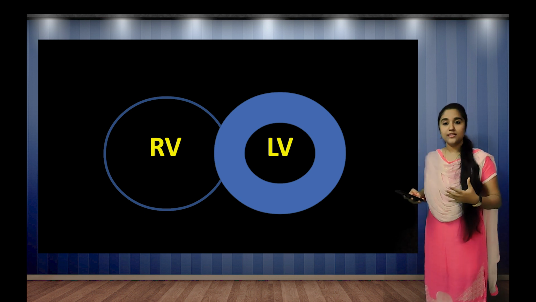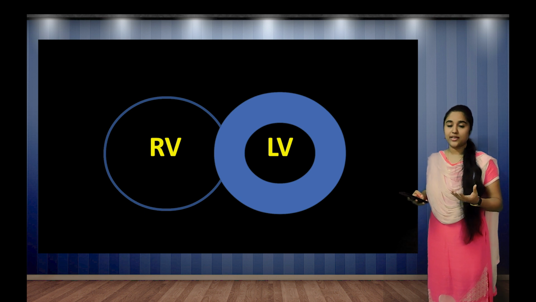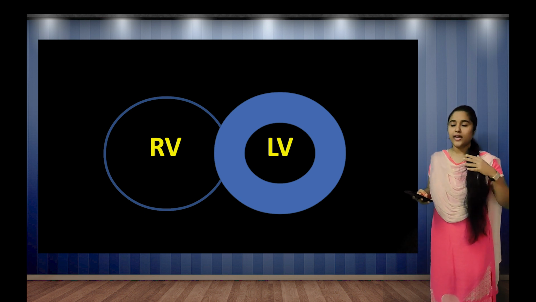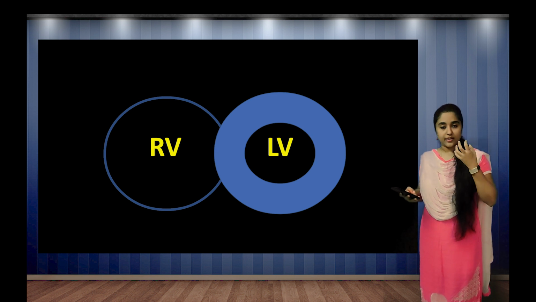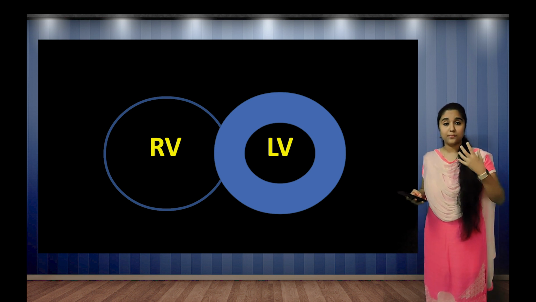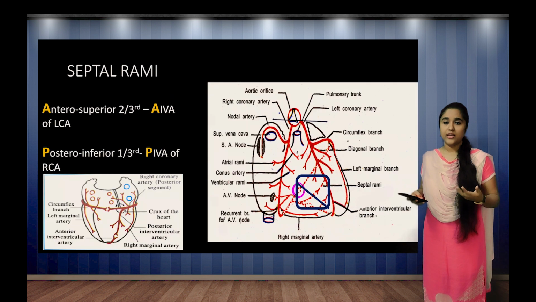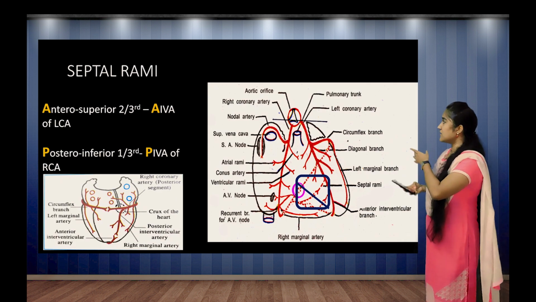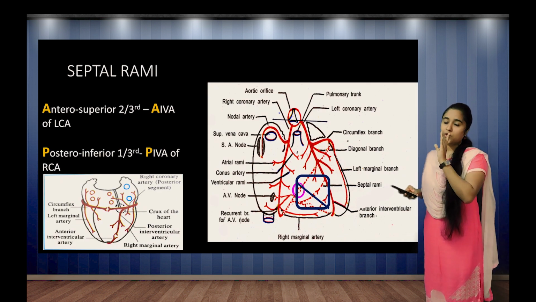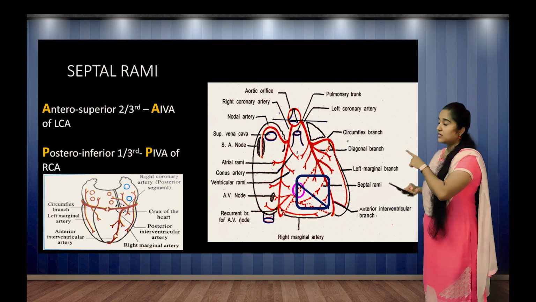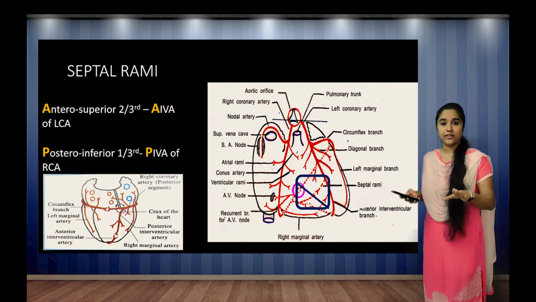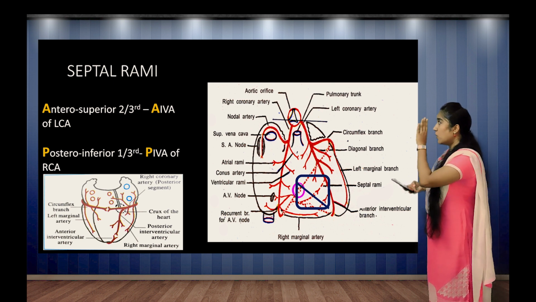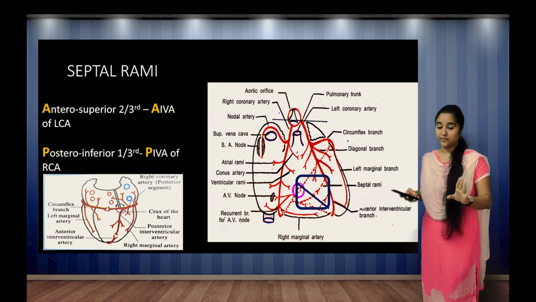And you know that the SA nodal and AV nodal arteries arise from the right coronary artery. So if the posterior interventricular artery is a branch of the left coronary artery, the conducting system of the heart also should be supplied by the left coronary artery. And also you have seen the septal rami. Now, you know that the posterior one-third part is supplied by the posterior interventricular branch of the right coronary artery. So if this is a branch of the left coronary artery, that means the whole septum has to be supplied by the left coronary artery.